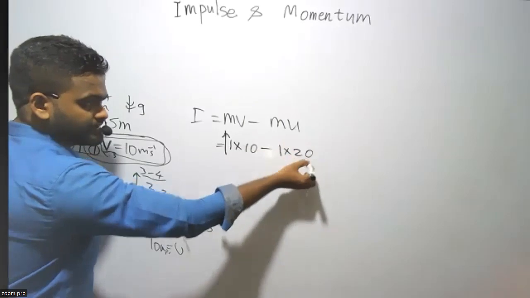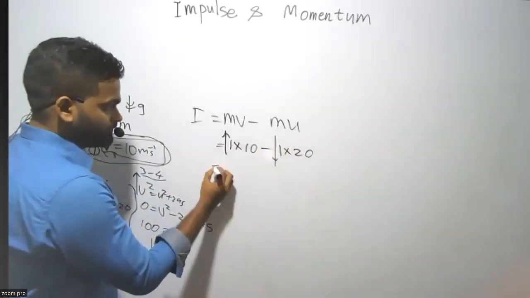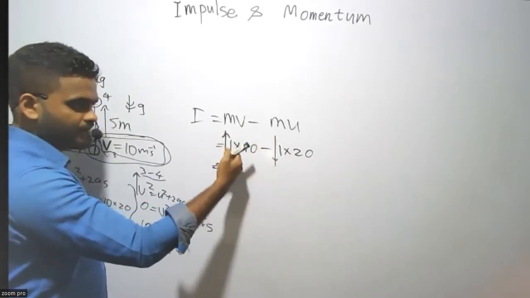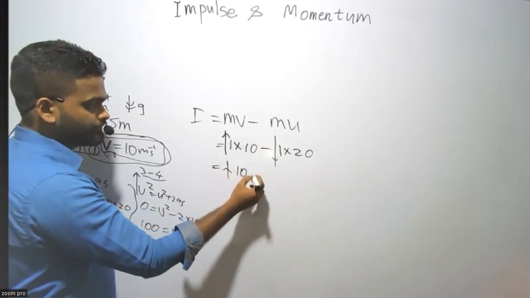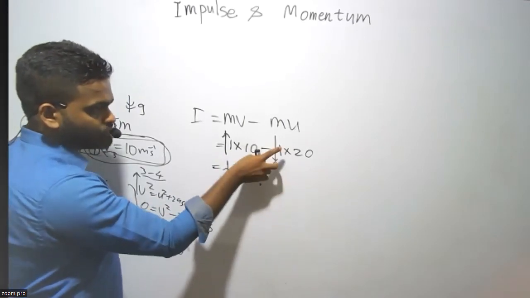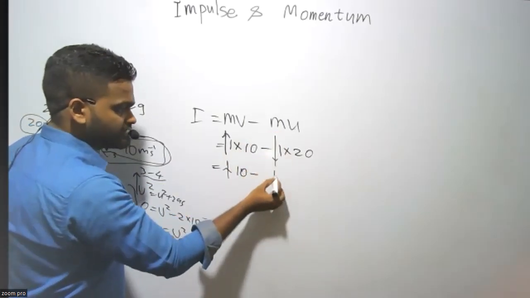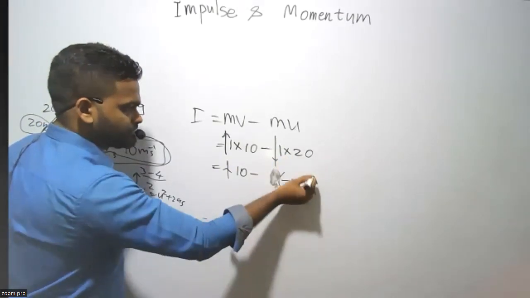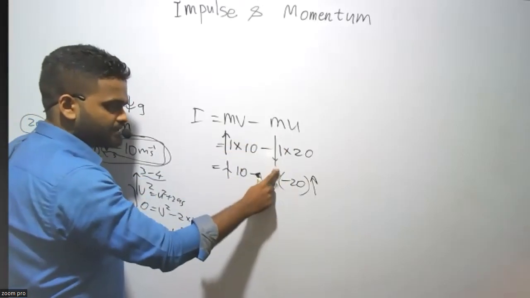What's the direction of this initial momentum? Downwards. Okay. These are two opposite directions. The vectors are in two opposite directions, right? So what do you have to do? You have to change the direction. So when you change the direction, what happens? Plus becomes minus. Plus becomes minus, right? When you change it to the opposite direction, it becomes minus.